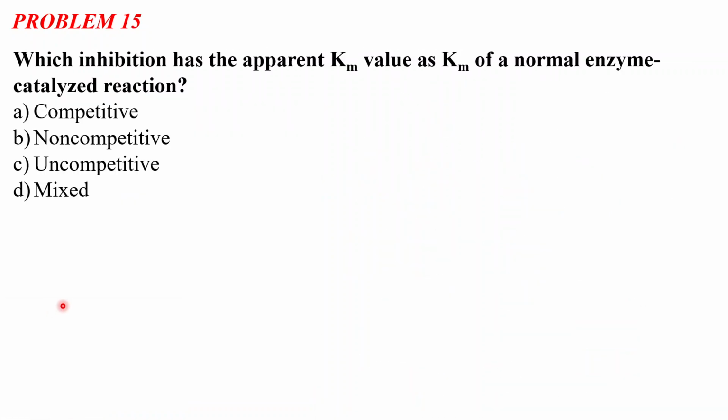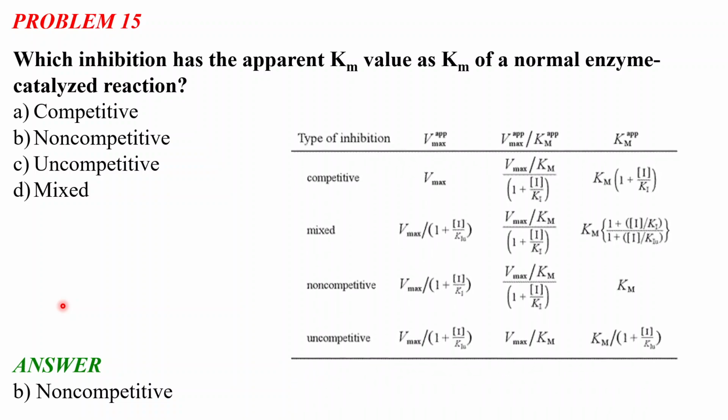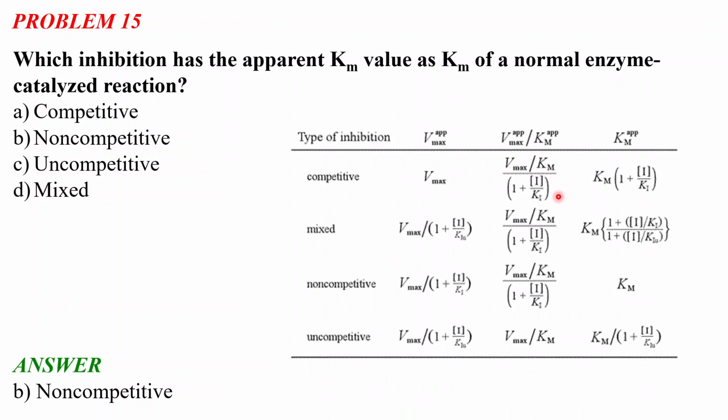So the inhibition that has an apparent Km value the same as the Km of the normal enzyme catalyzed reaction is number B, non-competitive inhibition. This table you have to remember. I will suggest you remember this table.